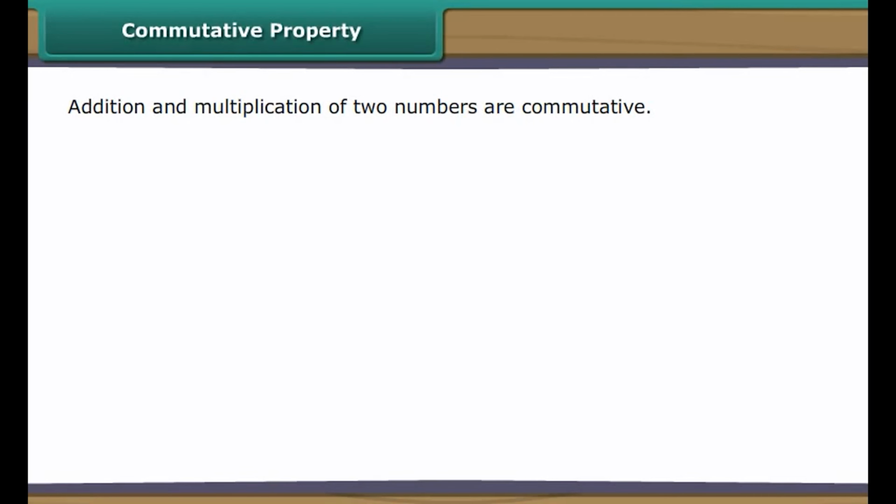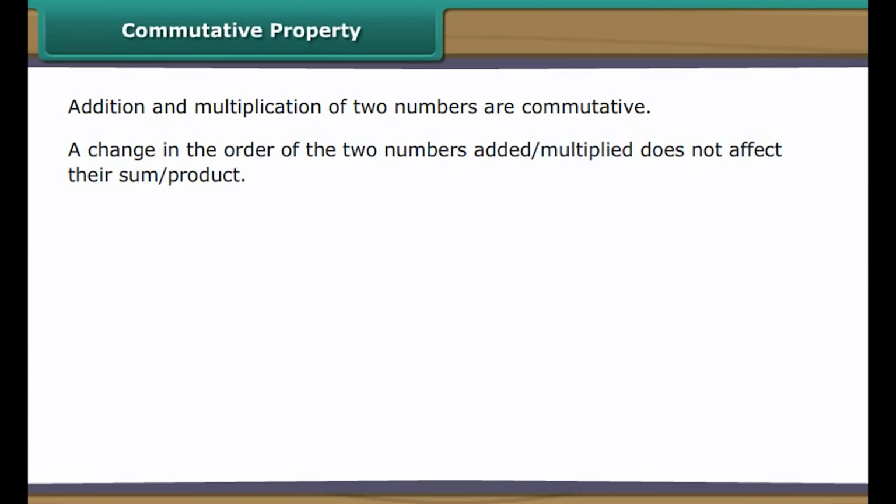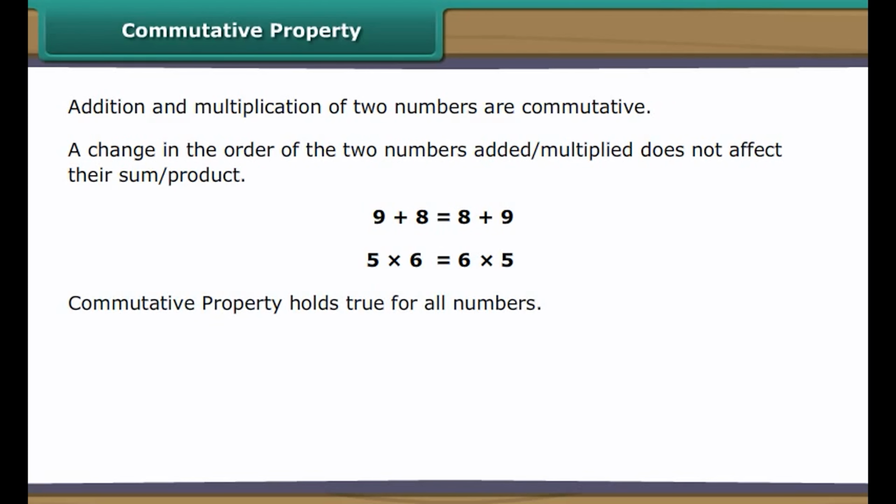Commutative property. Addition and multiplication of two numbers are commutative. In other words, a change in the order of the two numbers added or multiplied does not affect their sum or product. 9 plus 8 is the same as 8 plus 9. 5 into 6 is the same as 6 into 5. The commutative property holds true for all numbers.